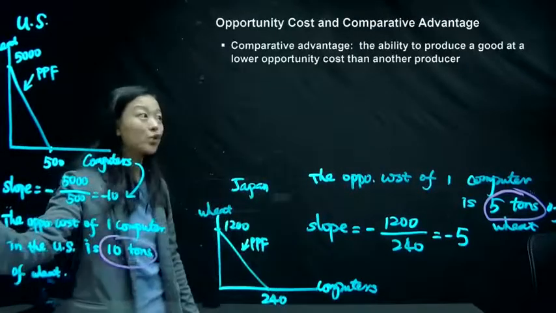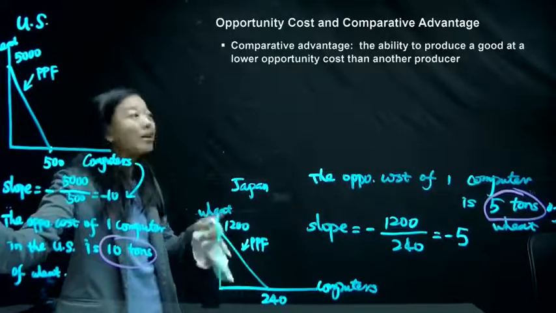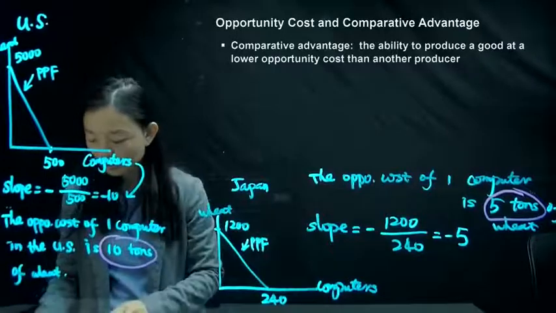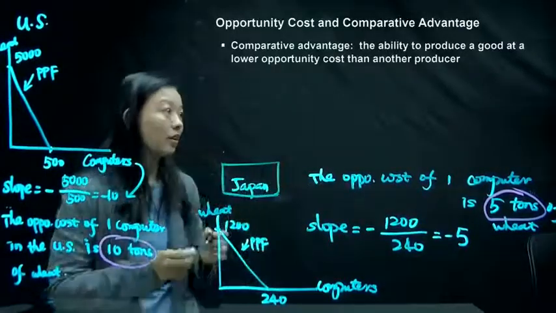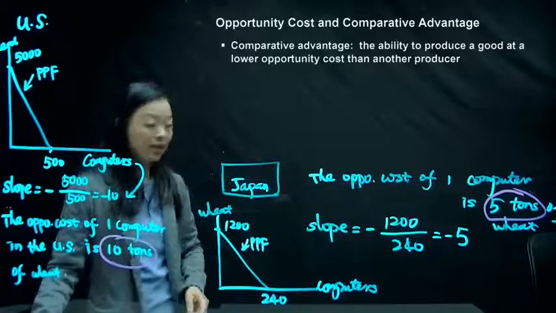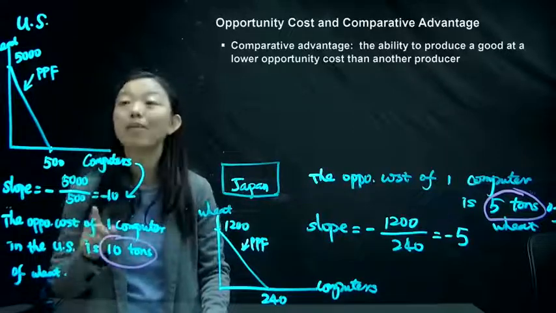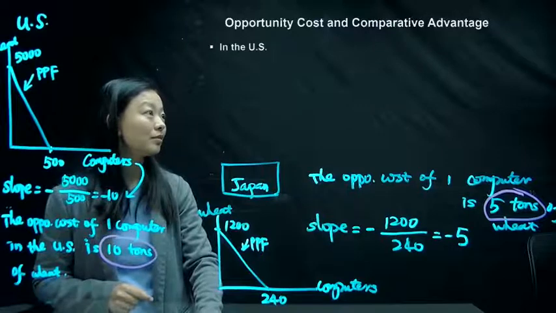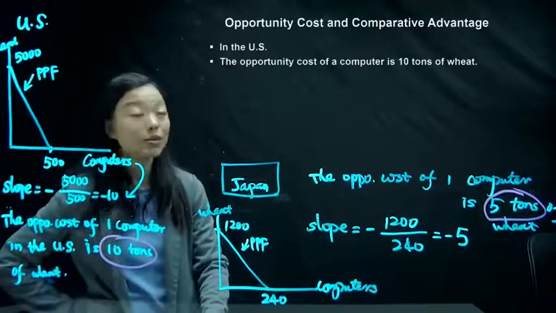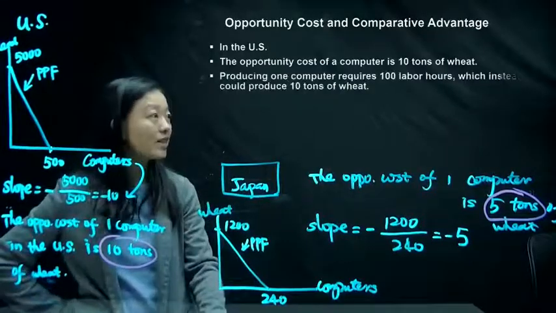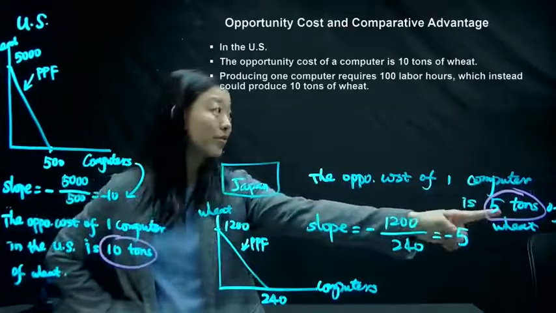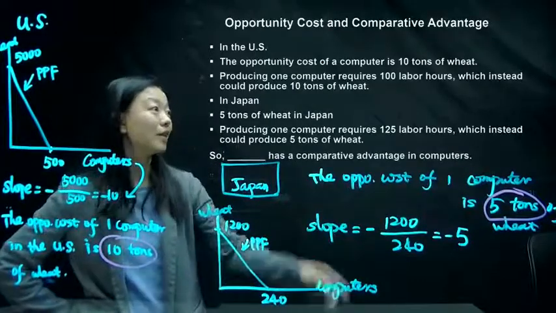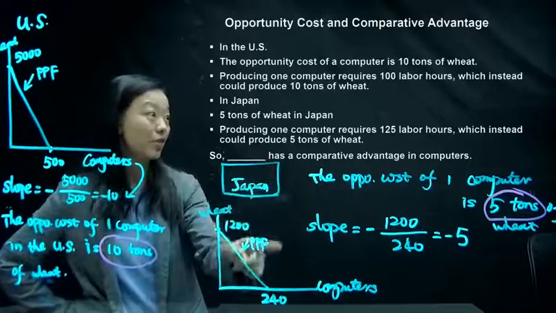So we like to say here, comparative advantage means the ability to produce a good at lower opportunity cost than another country. So based on this, Japan would definitely have comparative advantage in computer production, and this is why Japan specializes in computers. In the United States, the opportunity cost of one computer is 10 tons of weight, and in Japan it is 5 tons of weight. So Japan would definitely have comparative advantage in computers.